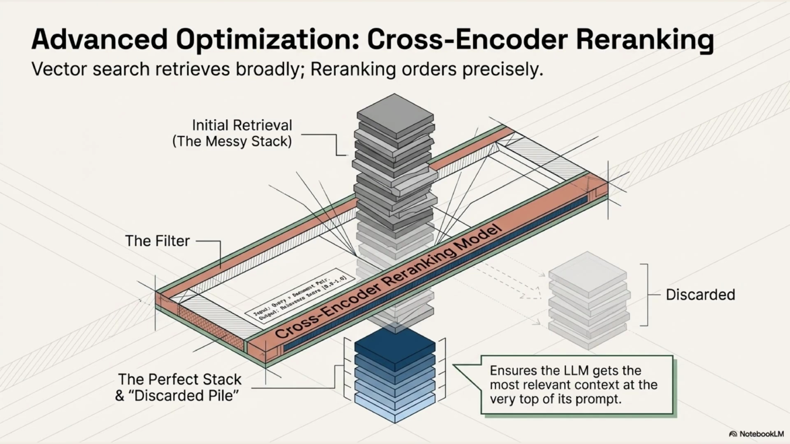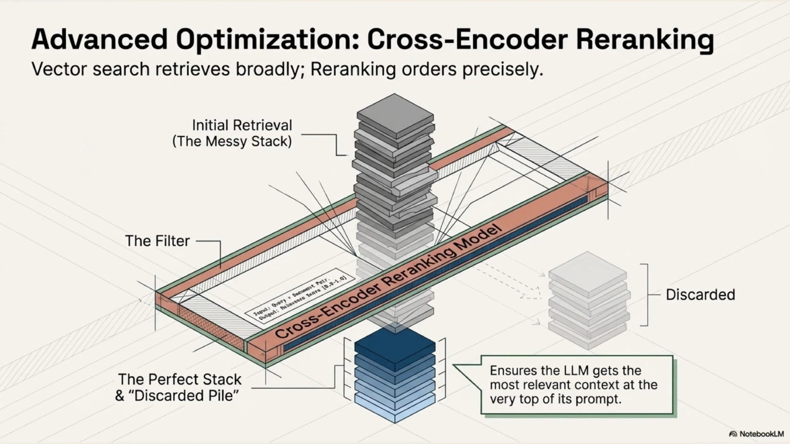The solution is the cross-encoder re-ranking model, shown as the filter element in the center of the diagram. The cross-encoder takes each retrieved chunk and compares it to the original query in a deep, pairwise fashion. This is more expensive than vector search, but you're only running it on your top results, not the entire database. The output, shown at the bottom as the perfect stack, is a tightly ordered, high-quality selection of the most relevant chunks. The rest get discarded, shown on the right.